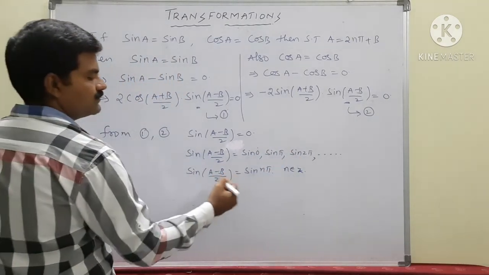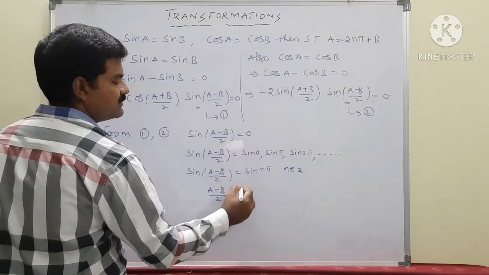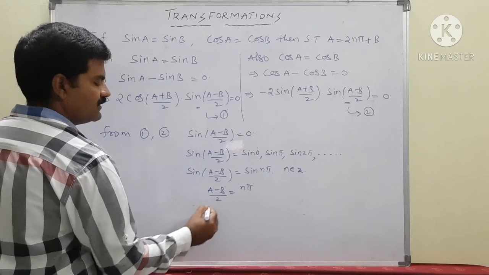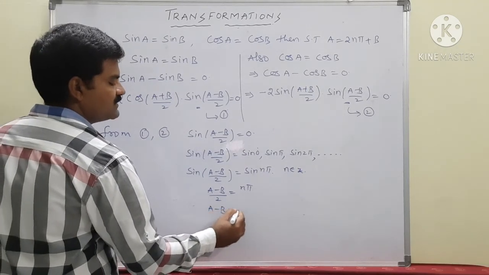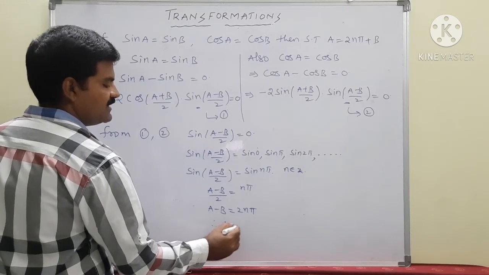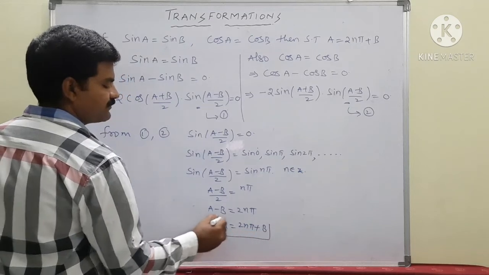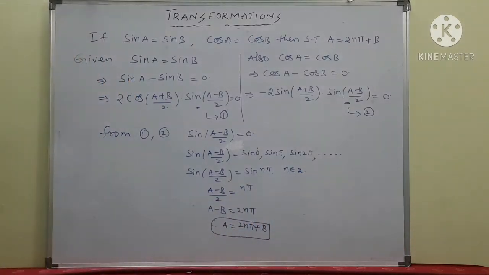So now if you compare, (A minus B)/2 is equal to n pi, and A minus B is equal to 2n pi, and from this A is equal to 2n pi plus B. So therefore capital A is equal to 2n pi plus B. Is it clear to you?